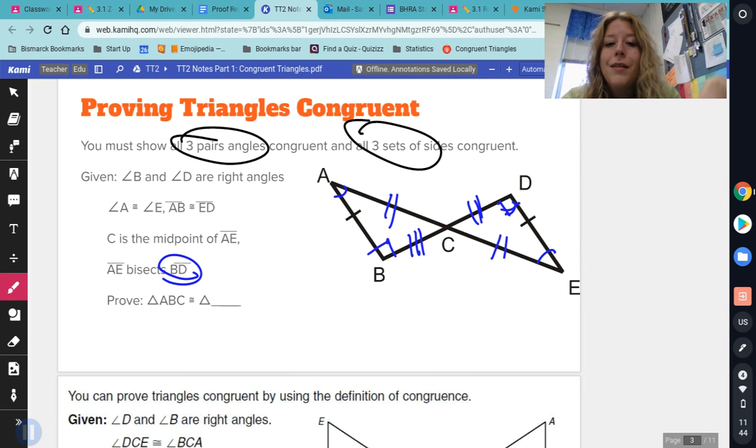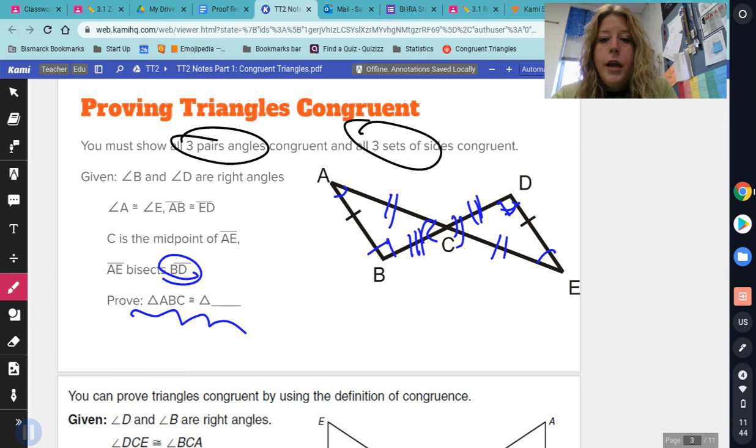So I currently have 3 sides marked, but I only have 2 angles marked. These 2 angles here in the C corner are not marked yet. Are they congruent? Yes, because they're vertical. So now that I have all 3 angles and all 3 sides marked, I can say that the 2 triangles are congruent. And to fill out this proof statement here, I have to make sure I match. A goes with E, B goes with D, and C goes with C.